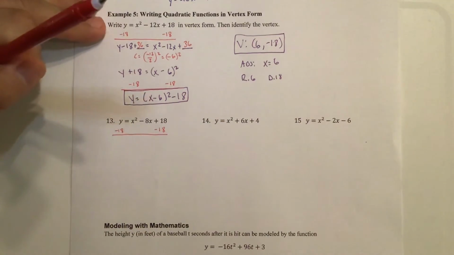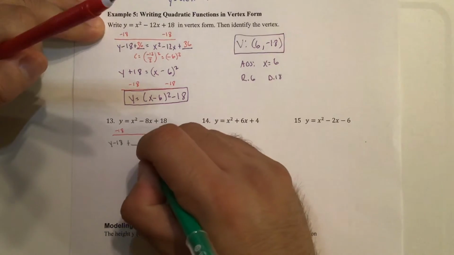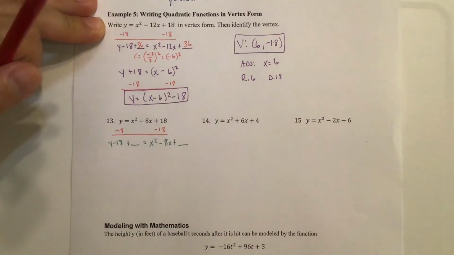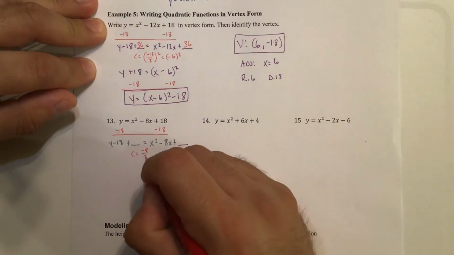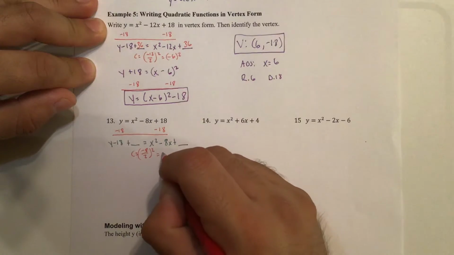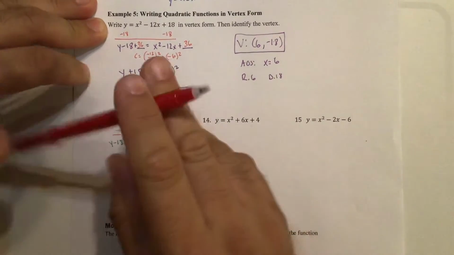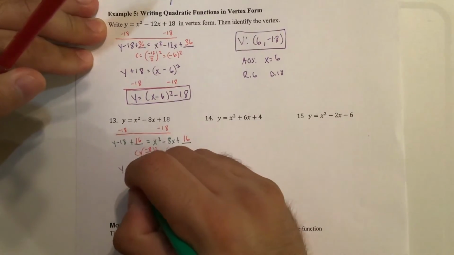So we get y minus 18, and we know we're going to add the blank, x squared minus 8x plus the blank. From here, we're going to complete the square. So our b value is negative 8 divided by 2 squared, which is negative 4 squared, which is 16. So on the left side, negative 18 plus 16 is negative 2, so y minus 2.